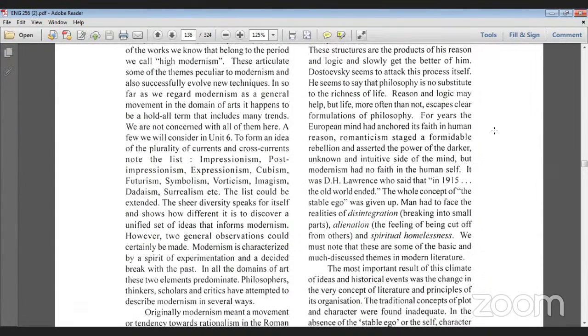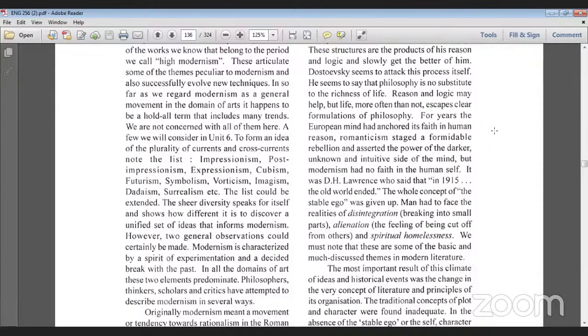Imperialism, Impressionism, Post-Impressionism, Expressionism, Cubism, Futurism, Symbolism, Vorticism, Imagism, Dadaism, Surrealism. This could be extended. Okay, the sheer diversity speaks for itself and shows how difficult it is to discover a unified set of ideas that informs modernism. Okay, so which concepts come under modernism, to form an idea.